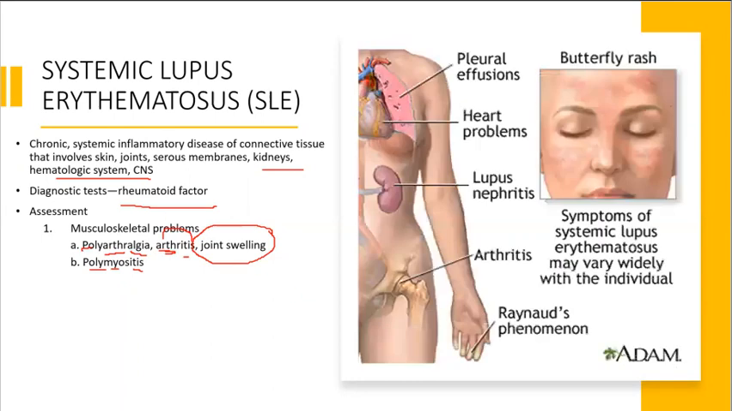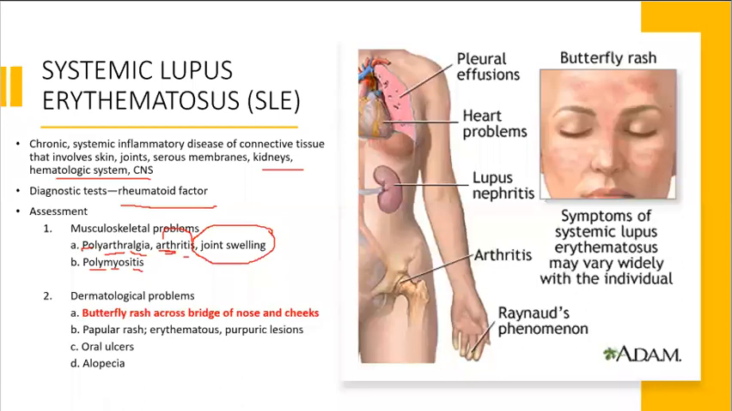We could also see dermatological problems. Again, you want to take note of this. On the NCLEX, when I see butterfly rash, you can see how this rash kind of forms a butterfly. That's your giveaway that your patient has systemic lupus erythematosus. So again, you're going to see that butterfly rash that spreads across the bridge of the nose and the cheeks. That's a giveaway there for your SLE.